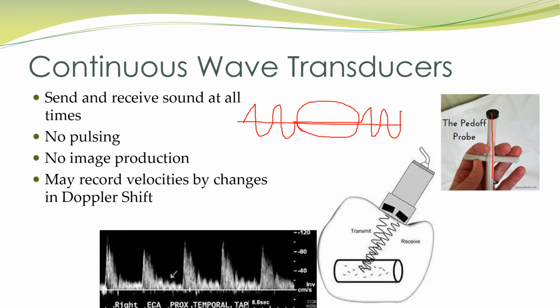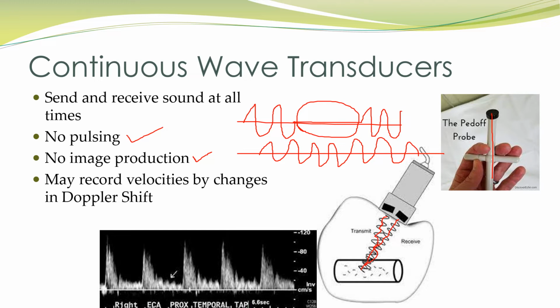Now with continuous wave, we typically have just two separate elements, one to transmit sound and one to receive sound, and they're constantly on. So they have no listening or off period. They're constantly bringing back information. Now the thing is, however, because we don't know how long the sound has been gone for, or when it came back, or the direction it came back from, we can't produce an image out of these. So for continuous wave, we have no image production. There's no pulsing. We send and receive sound at all times.